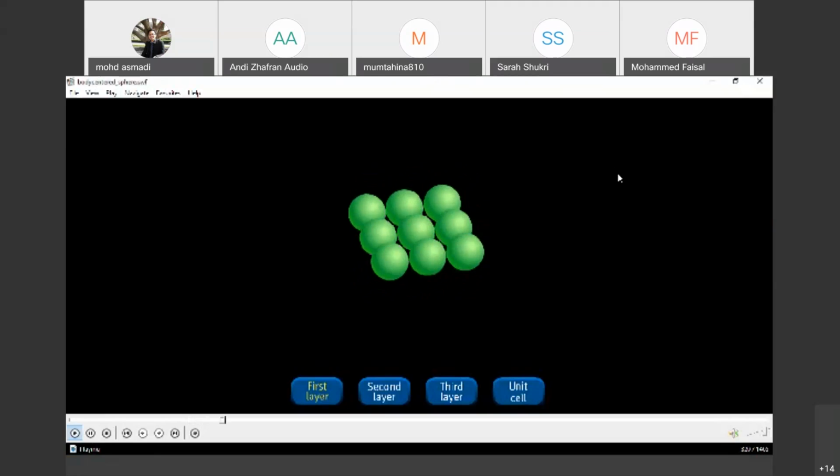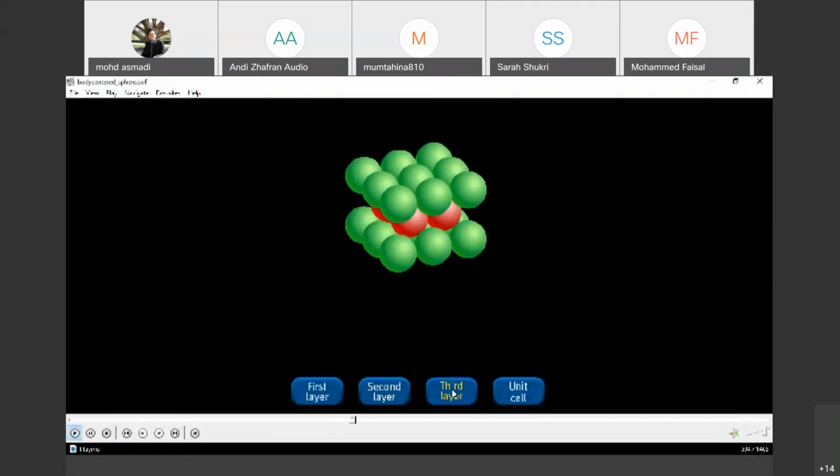This is a view of the first layer of spheres in body-centered cubic packing. Click on the second layer button to see how the second layer stacks. The second layer of atoms stacks in the depressions of the first layer. Click on the third layer button. The third layer stacks in the depressions of the second layer. The third layer of atoms has the same arrangement as the first layer. This type of stacking pattern is called an AB-AB pattern because the spheres in every other layer occupy the same position. Click on the unit cell button to see the smallest repeat.